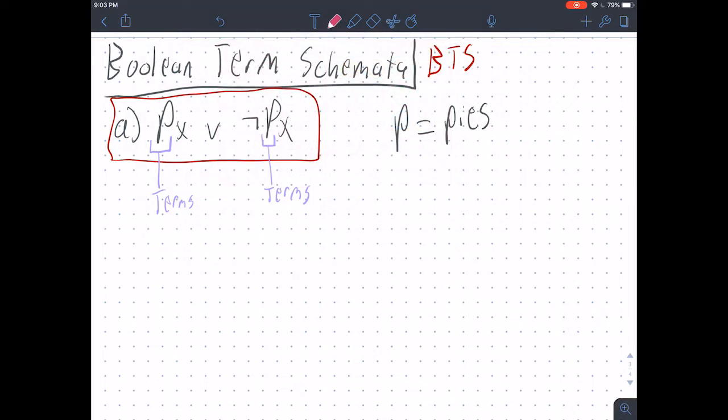The new thing that we have here, these x's, are variables. And a variable stands in for an object.